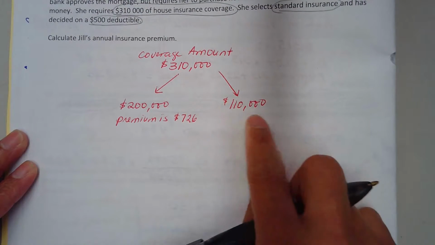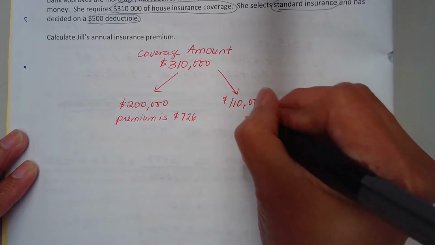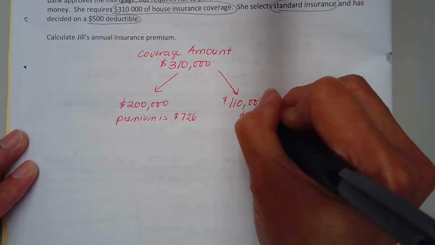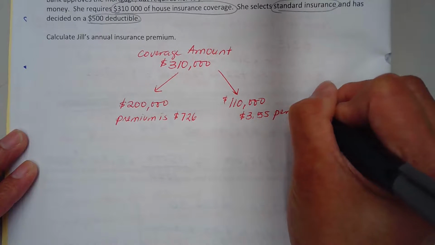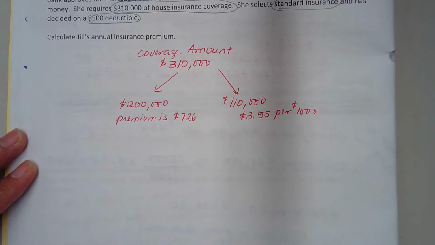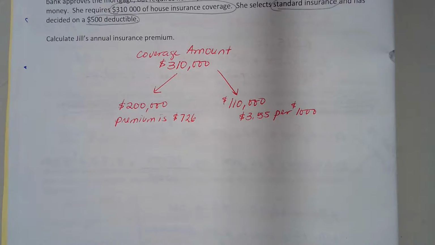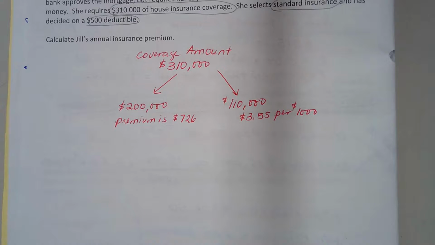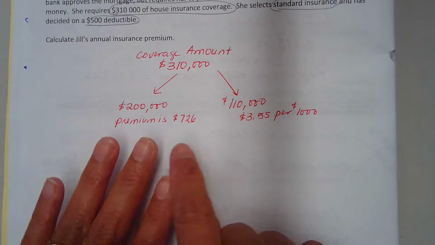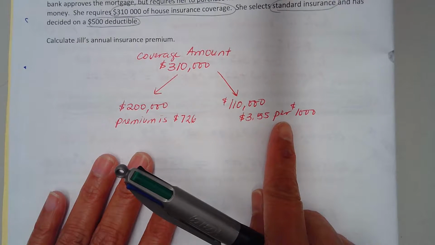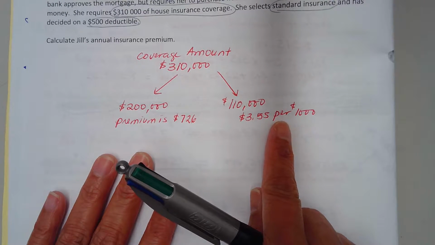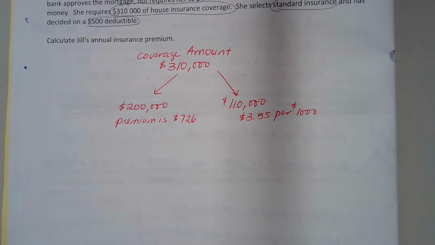And then for the extra, it's going to be $3.55 per thousand. Okay, so how do we put it together? How do we put all of these calculations together? Before I do that, is everybody okay with this? Is this not so bad? Right? You split it up.